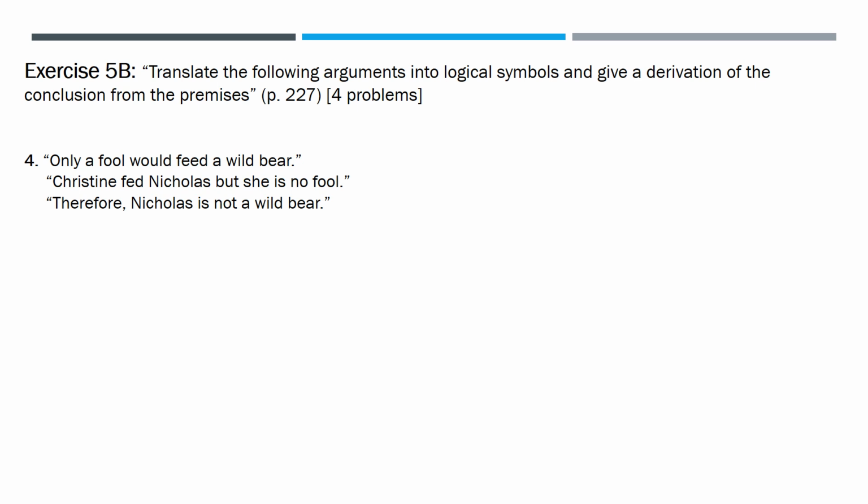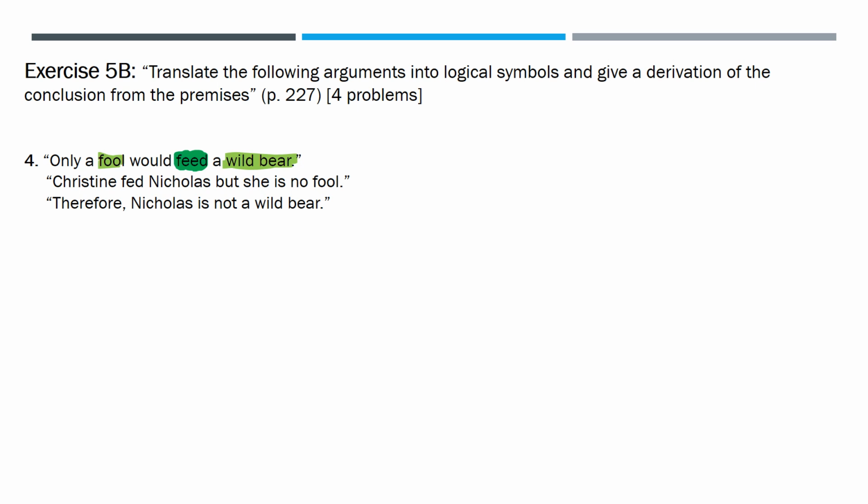Now we have argument number 4. We're told that only a fool would feed a wild bear. Feed is a relational predicate. We also have 2 general terms, fool and wild bear. But because we have 2 general terms, we need 2 quantified variables. Moreover, we have a universal affirmative proposition, hence we'll have a conditional.